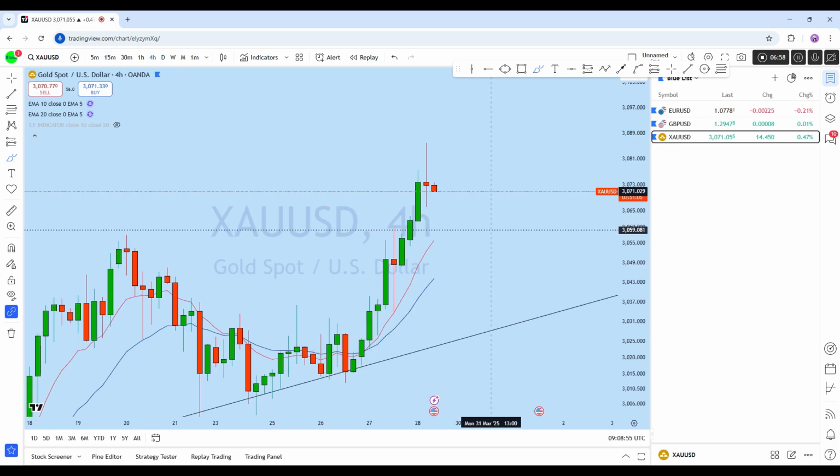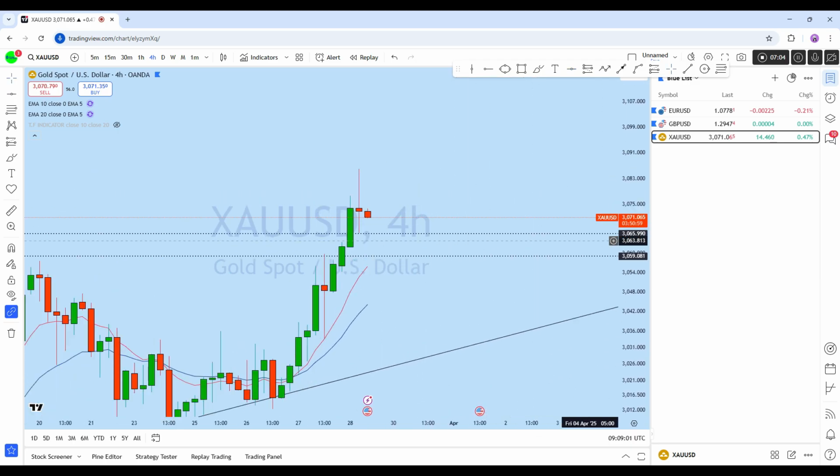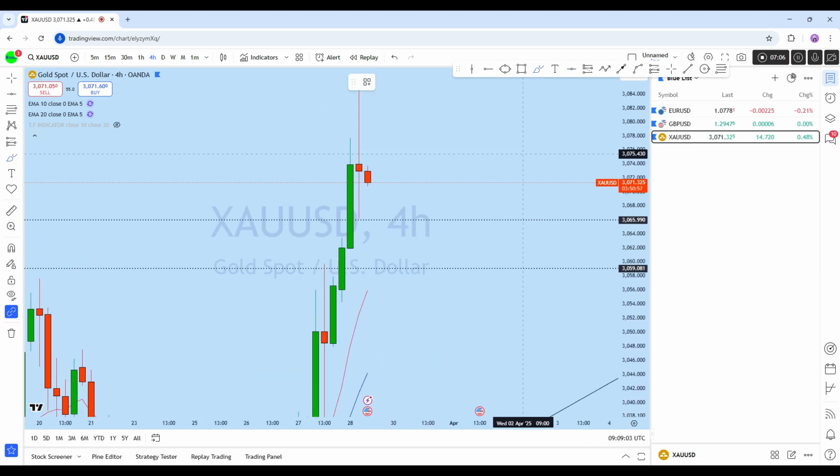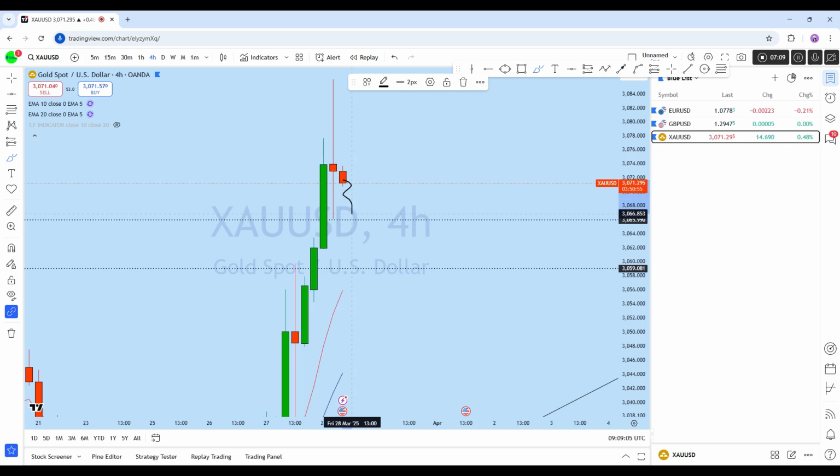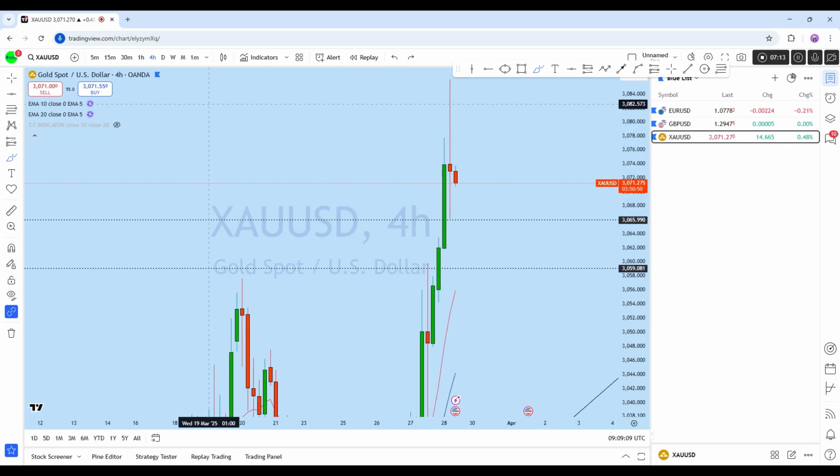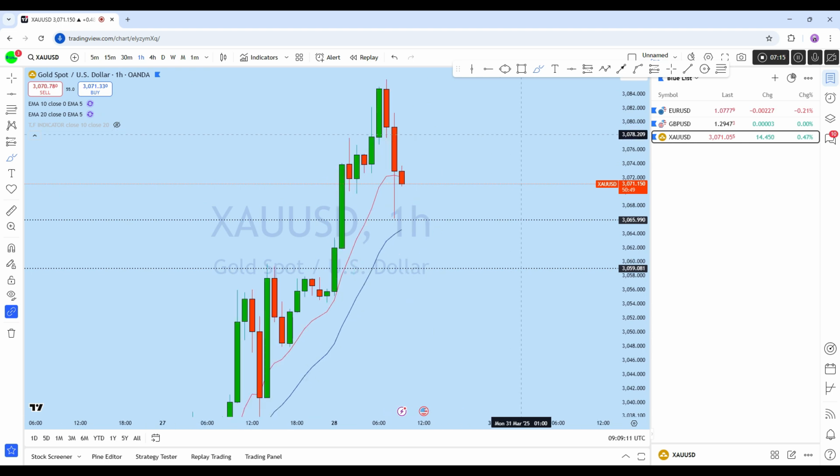Now looking at the 4-hour chart, the previous session was a doji formation. Currently the market has created an important support here, and from the 4-hour perspective, we are expecting the price to drop here, grab the liquidity, and then potentially trend again to create a new higher high in this market.